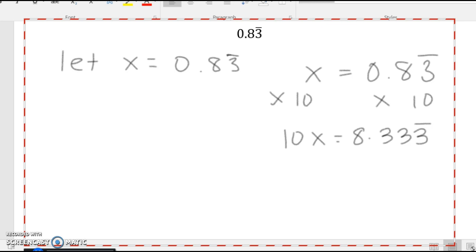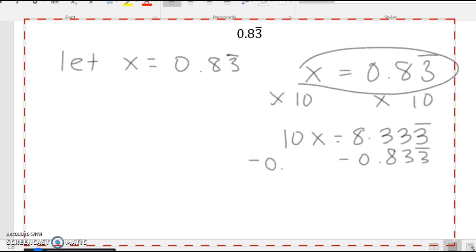So what we want to do, if this was a normal equation, is subtract both sides by x, because x is 0.83, because we're trying to get rid of this decimal that repeats. So we're going to subtract both sides by this. But we know that this is x, so really we're taking x away from 10x, and you're left with 9x. And when you subtract this part, those are canceled, and you're left with 7.5.